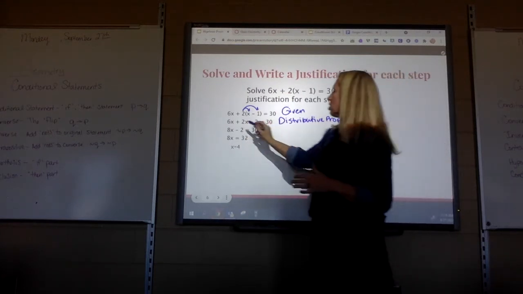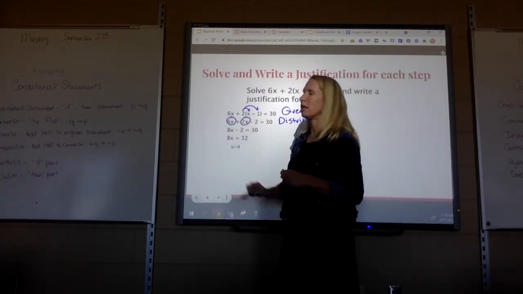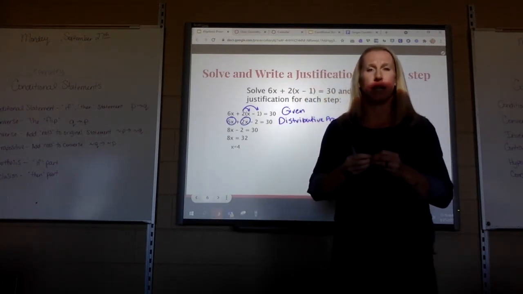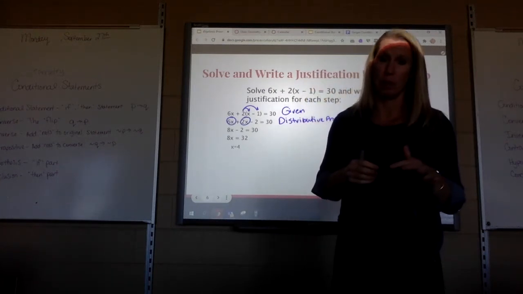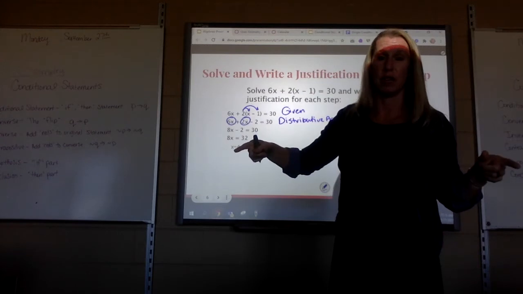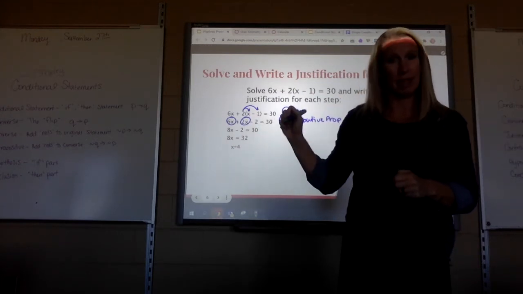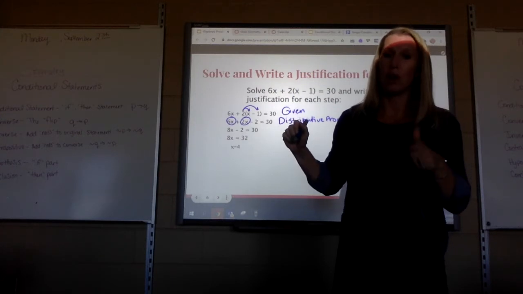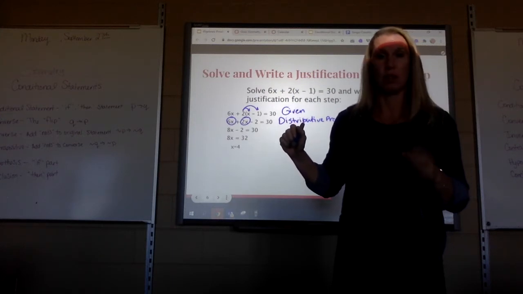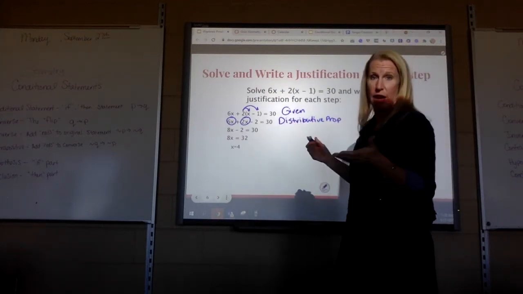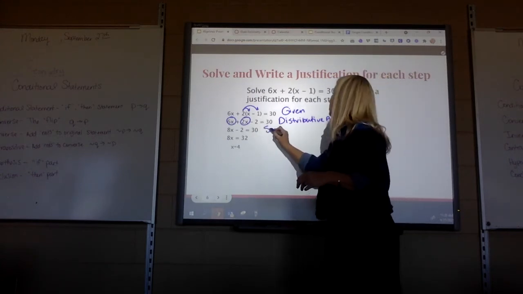Then what happened from this step to this step? Well, do you see that I just combined my 6x and 2x? When you are just combining like terms, that is not addition property because we're not adding to both sides of the equal. When you're just combining like terms, you could say combine like terms, or simplify. So in geometry, we oftentimes just say simplify because we're just simplifying it.